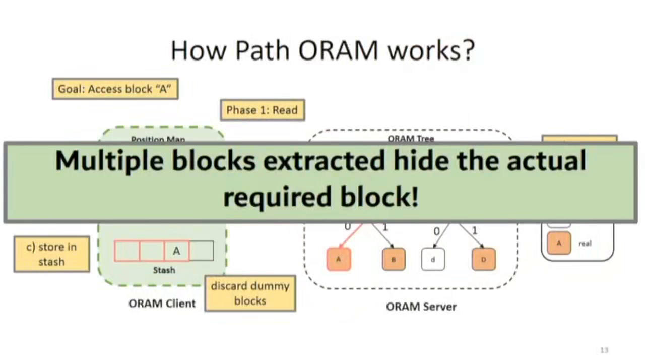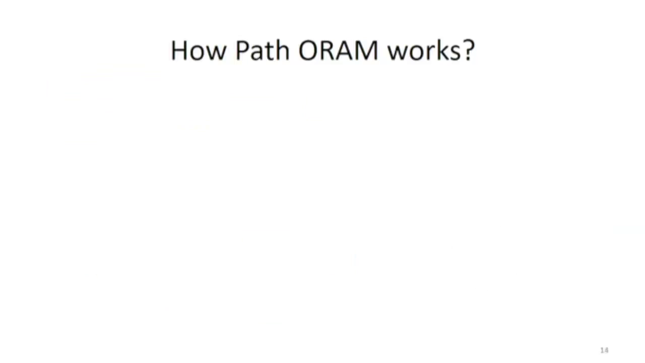So why is this secure? The only reason this is secure is because you extracted multiple blocks when you only needed one of those blocks. You extracted the whole path, and since the attacker doesn't know which block is real or which one is the dummy, the attacker doesn't know which block you actually wanted to access. So multiple blocks extracted actually hide the required block, whatever block was required. So let's move on.